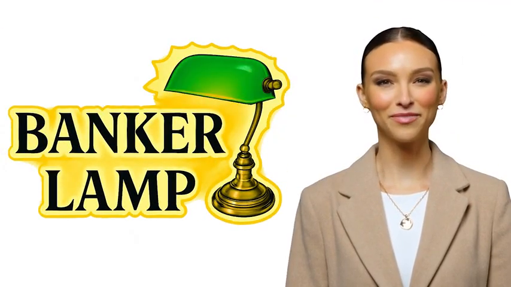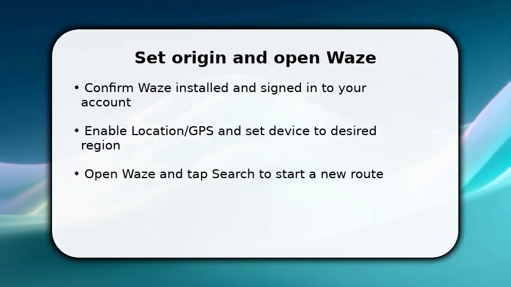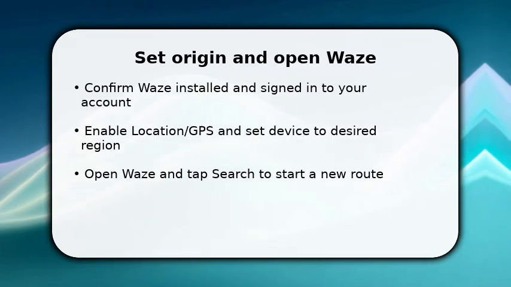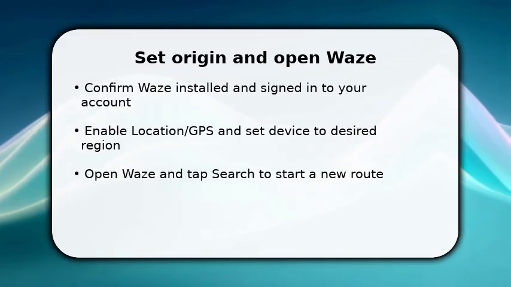Please enjoy the video. You need Waze installed and location enabled. This lets the app compute routes from any point. First, set your device region and ensure GPS accuracy is high. Once done, open Waze and tap Search.